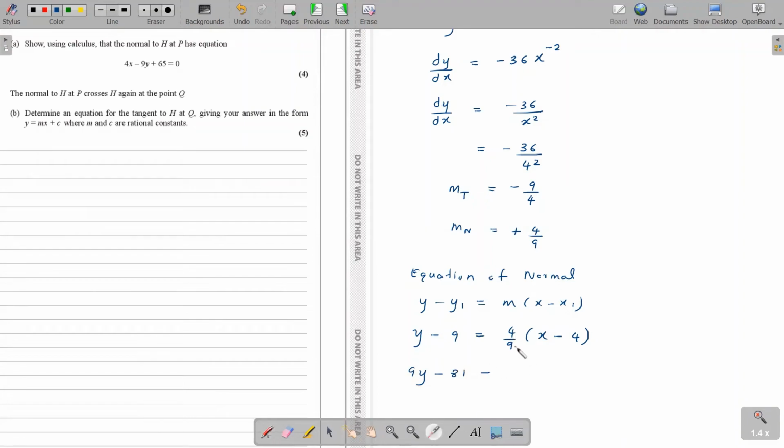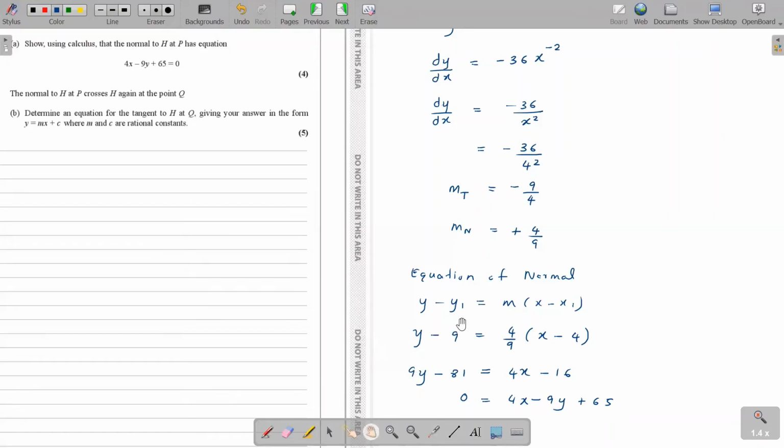Here we have only 4 now, so shall we open with 4? So we get 4x minus 4 into 4, which is 16. So I'll keep the 4x minus 16 here. Let's move 4x plus 9y, it becomes minus 9y minus 16 plus 81. Minus 16 plus 81 is plus 65, which is the show that, for 4 marks.